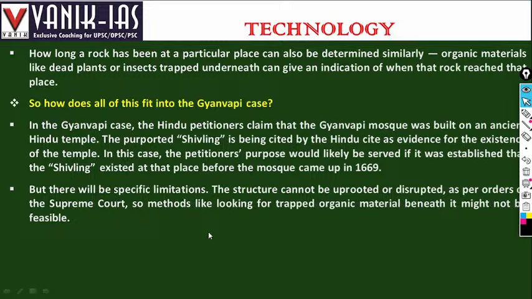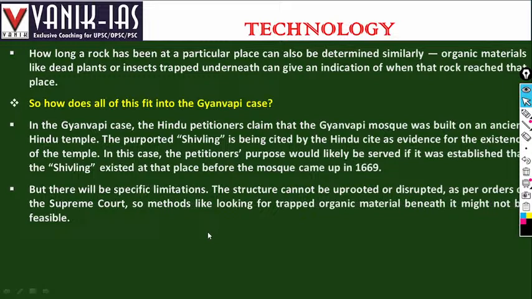But the scientific study of the age of the Shivalingam located there, the Gyanvapi mosque inside the well, will definitely give the age of the Shivalingam. If it is older than 1669, the year in which the masjid was built, it will definitely lead to some inferences that a temple was there before the masjid was constructed in 1669. So the use of science to determine the age of the Shivalingam may help to some extent in this particular domain.